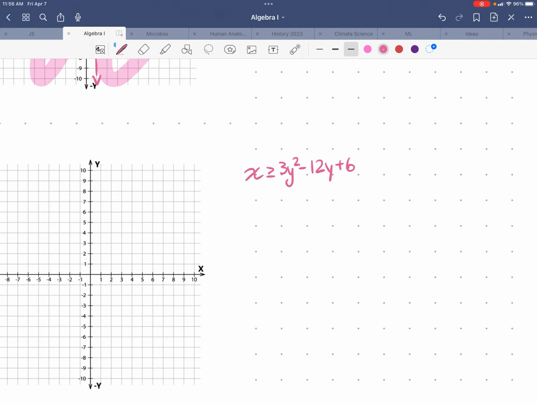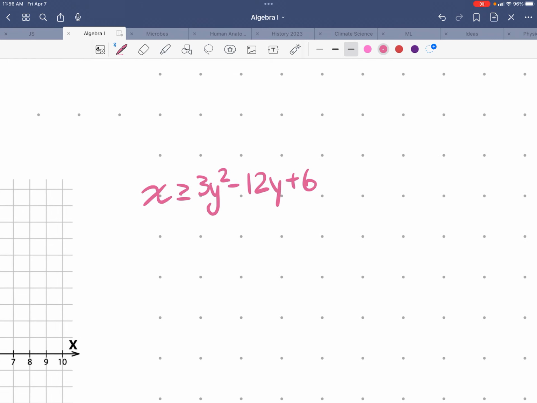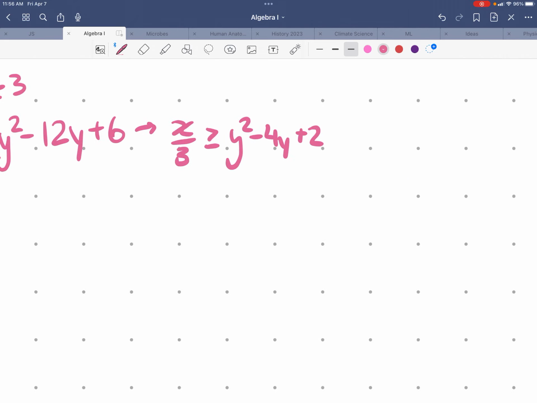Moving on, we have x is greater than or equal to 3y squared minus 12y plus 6. Since this equation is not in vertex form, we need to convert it into that. So to do that, we need to isolate y. If we divide everything by 3, we get x over 3 is greater than or equal to y squared minus 4y plus 2. And now we need to use the formula (b over 2) squared, and we get (negative 4 over 2), negative 2 squared, and we get 4.